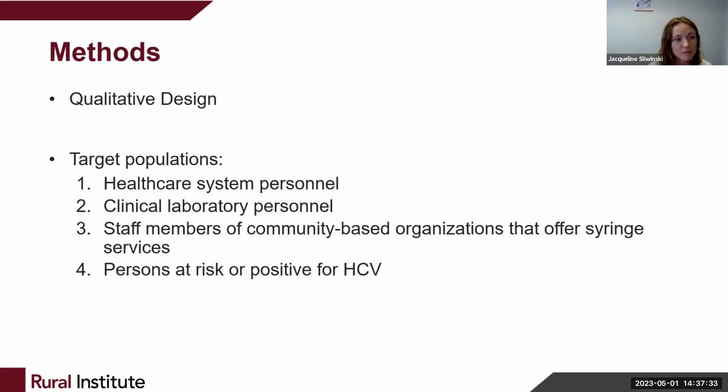Okay, so we used a qualitative approach to understanding the landscape of hepatitis C care in Montana and to assess the barriers to hepatitis C testing and treatment from the perspective of our 4 target populations, which were healthcare system personnel, clinical laboratory personnel, staff members of community-based organizations that offer syringe services, and persons at risk or positive for HCV. These populations were chosen because they are all involved in the hepatitis C care continuum at different points along the continuum.